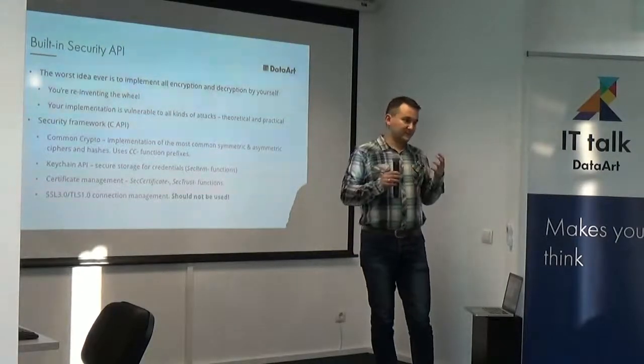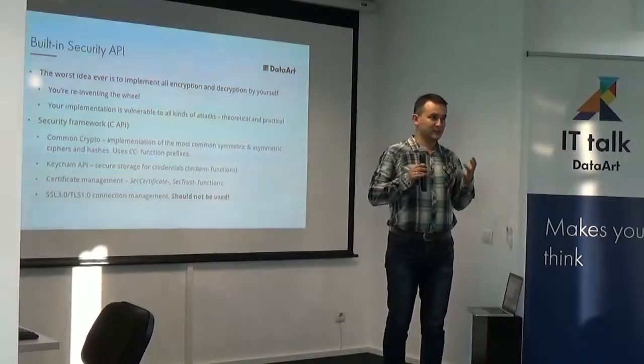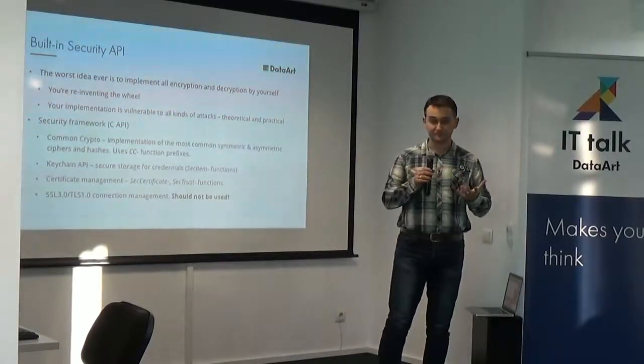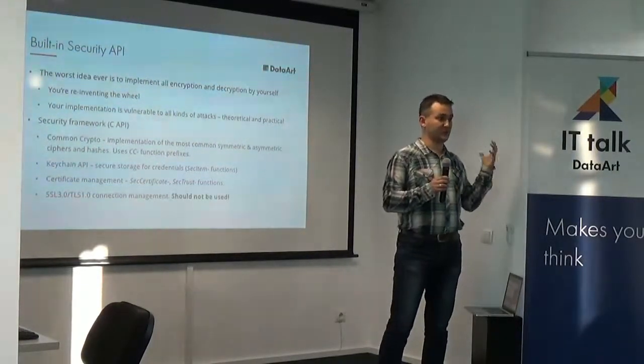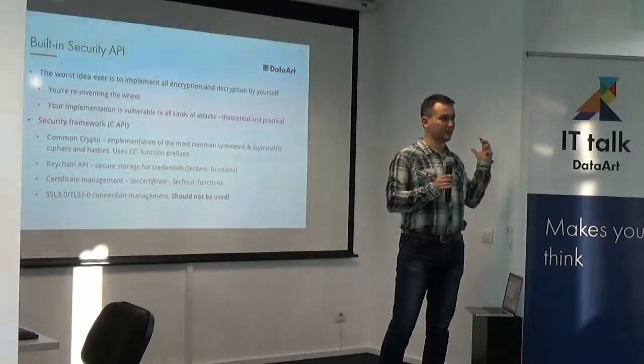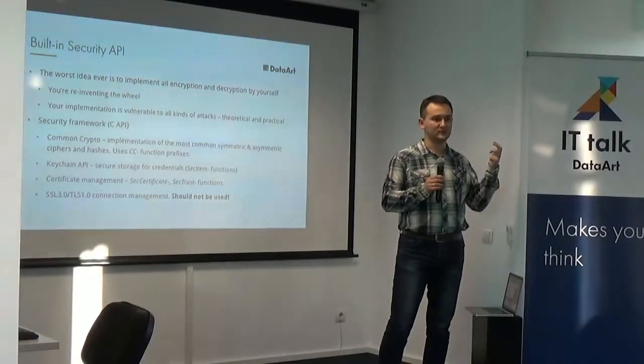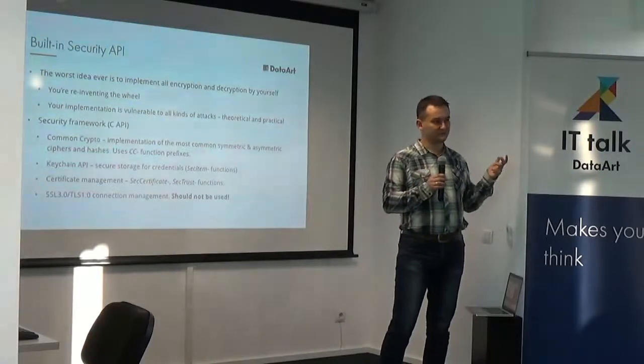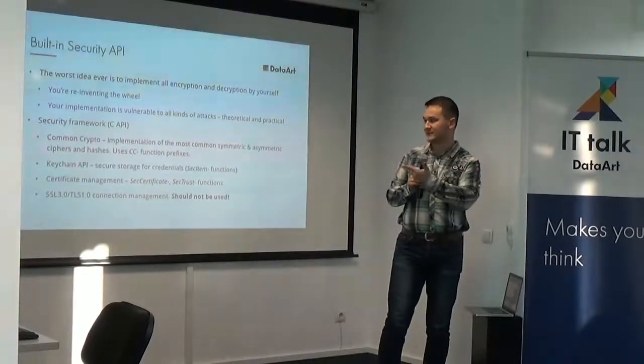Okay, we have the security framework. It is a pure C API. We have several parts of the security framework, namely the common crypto library, which contains all the crypto algorithms and all the hash functions. Usually these functions and algorithms have a CC prefix.